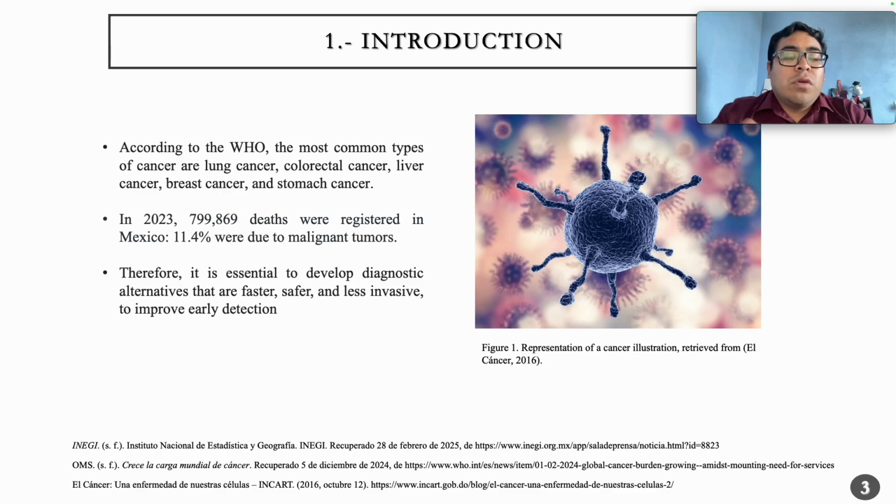According to the World Health Organization, the most common types of cancer are lung, colorectal, liver, breast, and stomach cancer. In 2023, around 800,000 deaths were registered in Mexico. 11% were due to malignant tumors. Therefore, it is essential to develop diagnostic alternatives that are faster, safer, and less invasive to improve early detection.